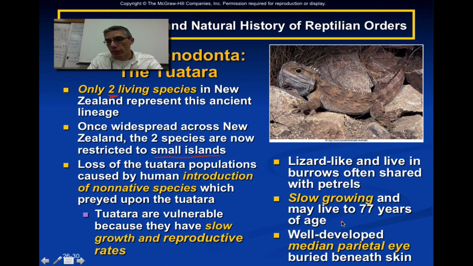But they do have what we consider a very well-developed median parietal eye. So that's going to be the eye that you would find right in the middle of the forehead, kind of similar to the lampreys when we looked at those back when we talked about the fish. And this is going to be buried beneath the skin. And we're not quite sure what it's being used for, but again, light sensitivity might be something to consider when you talk about a structure such as this.